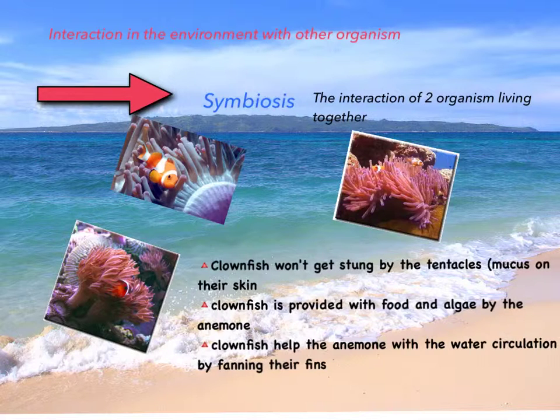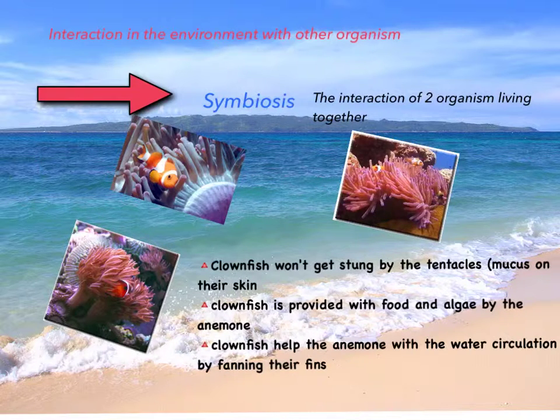They are the only fish that do not get stung by the tentacles of the sea anemones. The clownfish have a slimy mucus covering that protects them from the sea anemones. However, if this covering is wiped off of the clownfish, it will get stung and possibly be killed. The clownfish and the sea anemone help each other to survive in the ocean. While being provided with food and the algae left over from the anemones, the clownfish also help the sea anemones with water circulation because the clownfish fan their fins while swimming about.